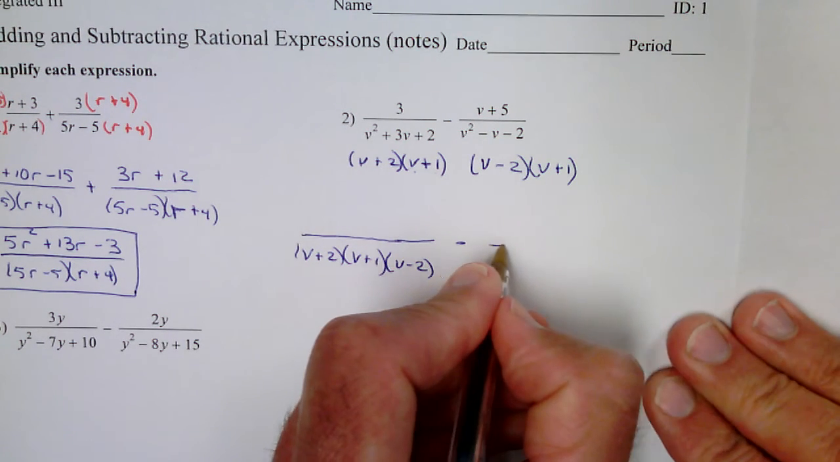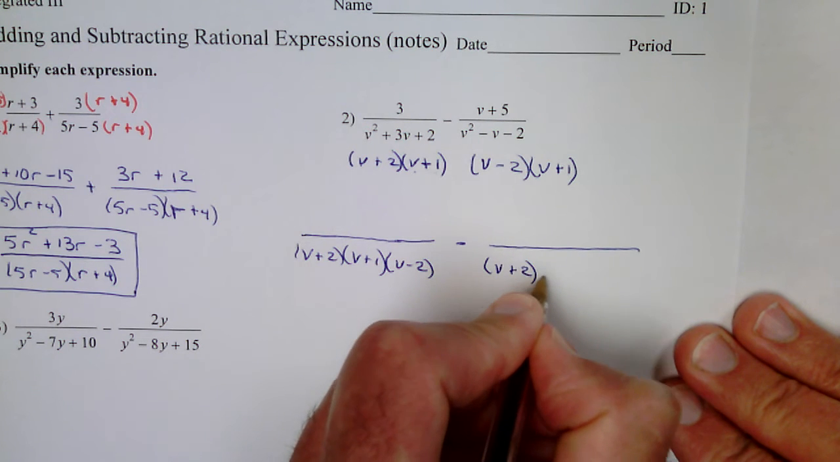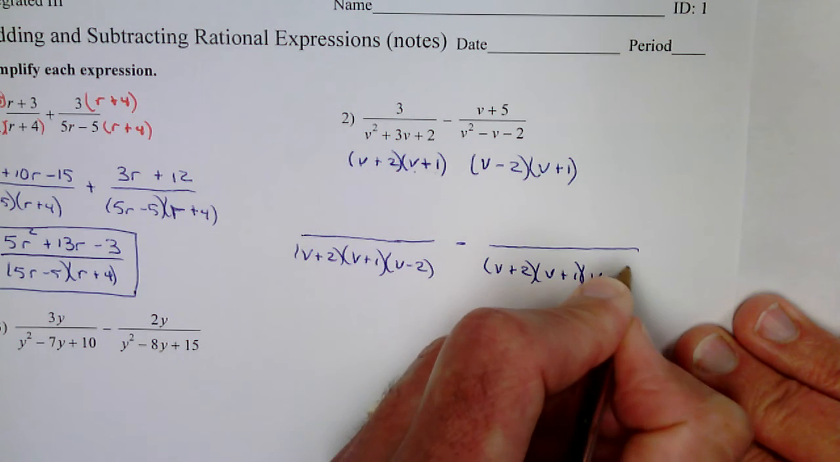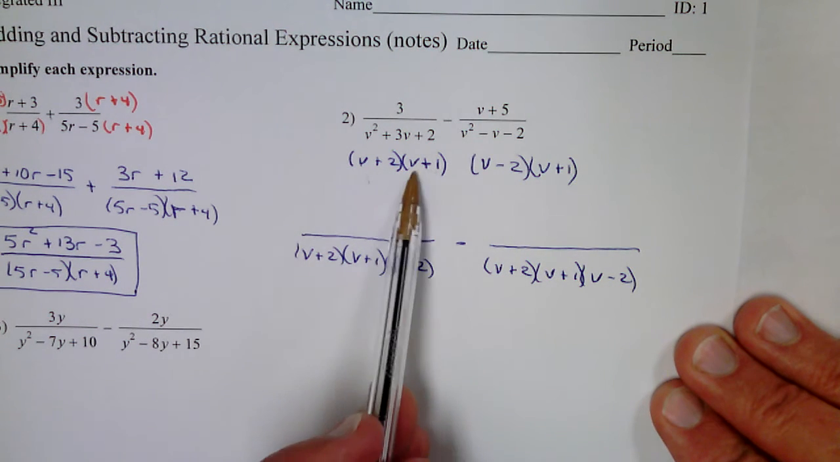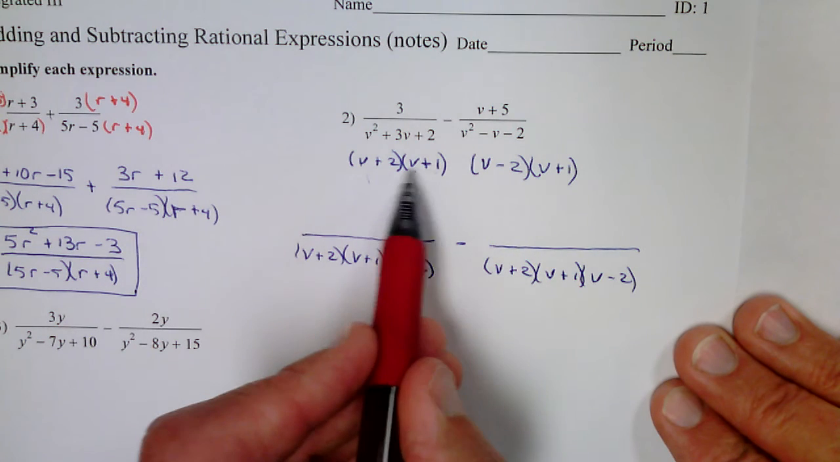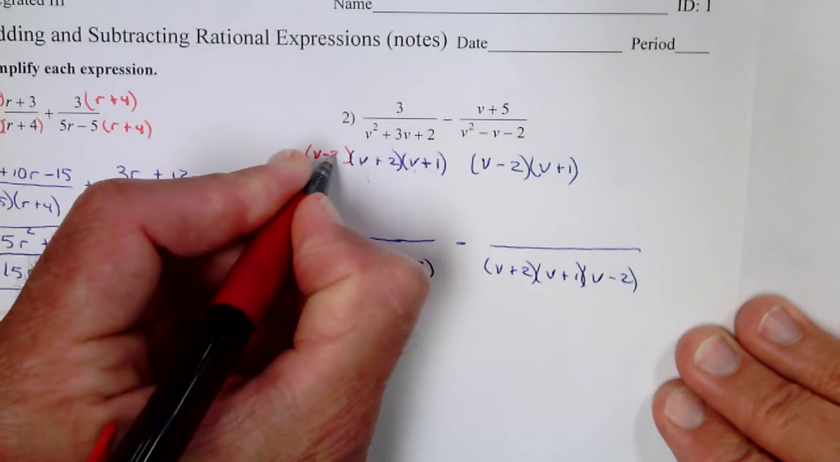And from that, we're going to subtract, same thing, v plus 2, v plus 1, v minus 2. Now, there's my common denominator. It is one of every one of the factors. So now I go back up and evaluate what am I missing from the first one? Well, I'm missing this v minus 2.